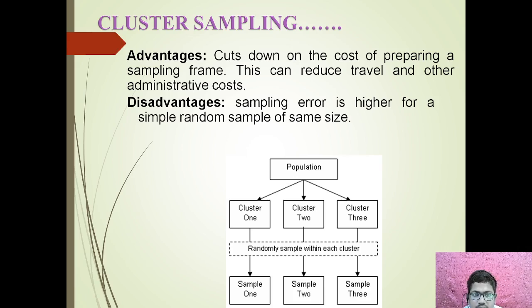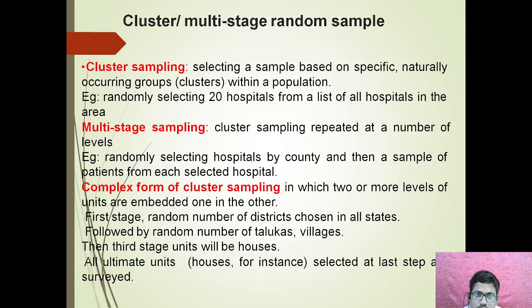Then cluster sampling advantages. It cuts down on the cost of preparing a sampling frame. It can reduce travel and other administrative costs. However, the sampling error is higher than for a simple random sample of the same size, as we saw earlier. Then population, cluster 1, cluster 2, cluster 3, we choose a random sample within each cluster, and then sample 1, sample 2, sample 3 are taken.